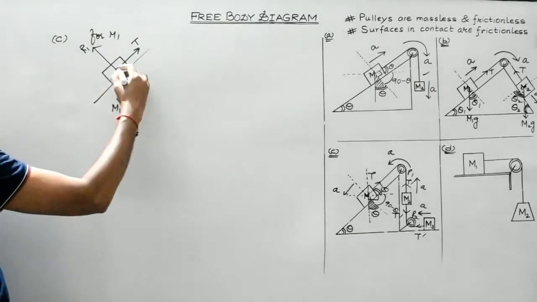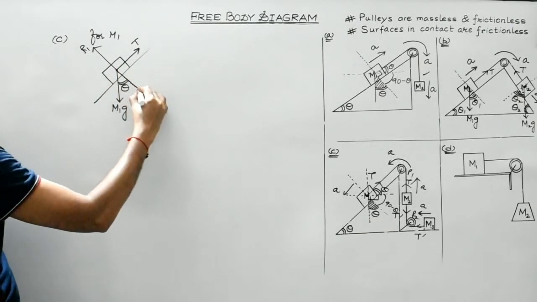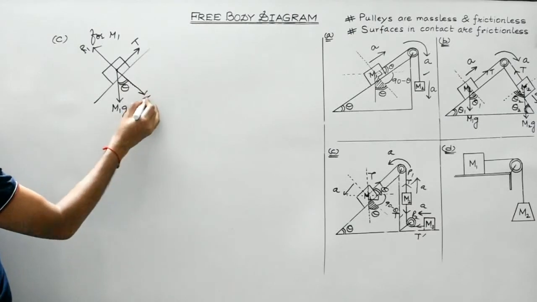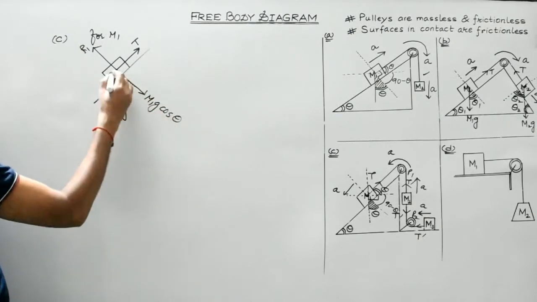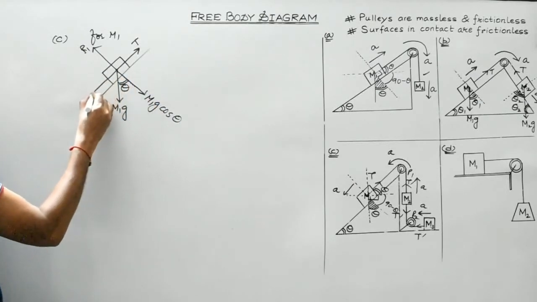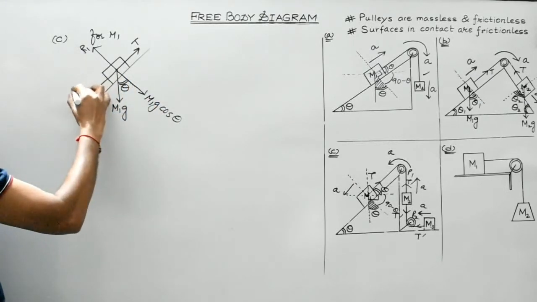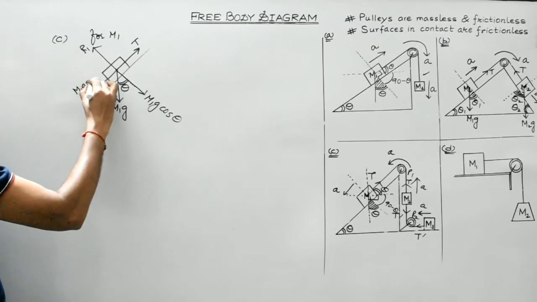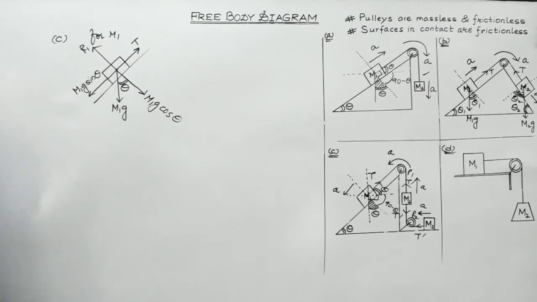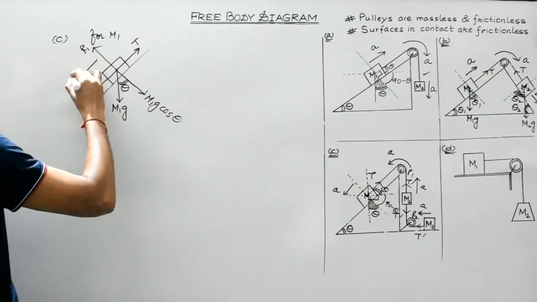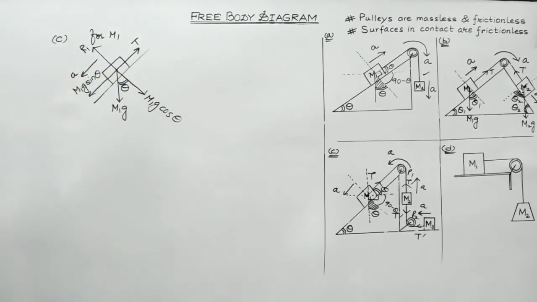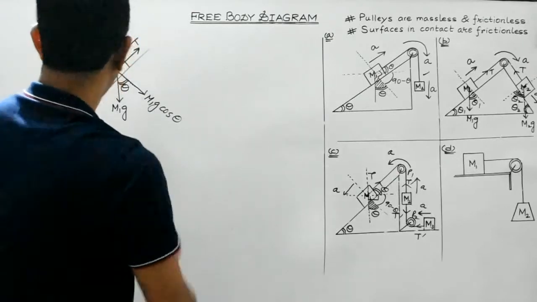So M1G can be resolved into two components, one in a direction opposite to the reaction. It will be M1G cos theta, while the other component would be opposite to that of the tension and it will be M1G sin theta. Clear? And the acceleration of the body is along the inclined plane in the downward direction, like this. So students, what will be the equations?